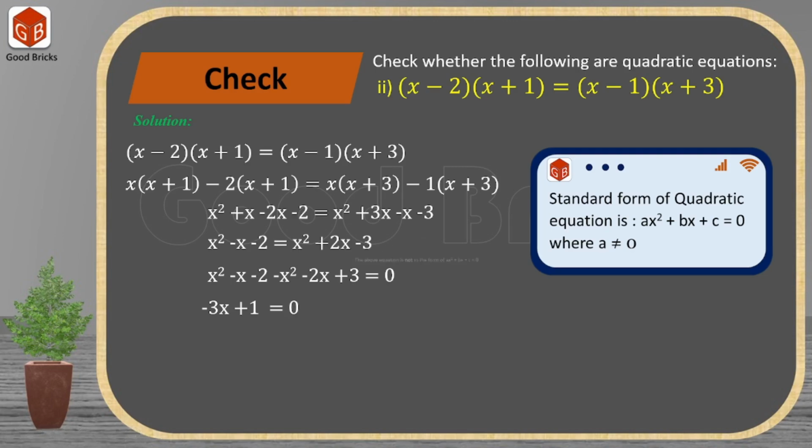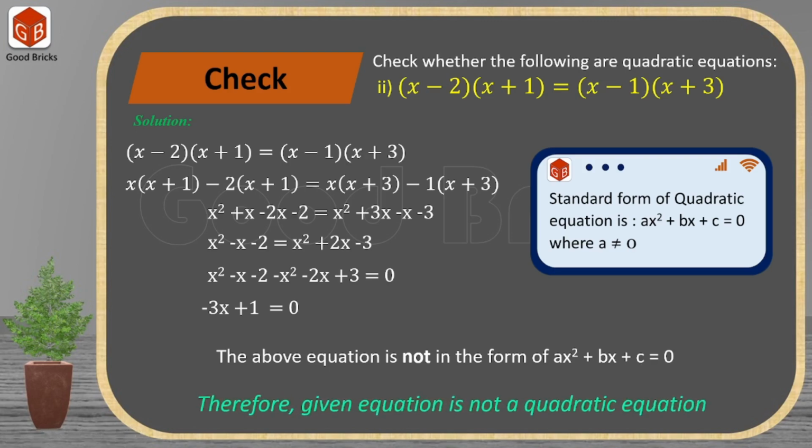Since this above equation is not in the form of ax square plus bx plus c is equal to 0, this is not a quadratic equation. Why? Because it is not in the form of ax square plus bx plus c is equal to 0.